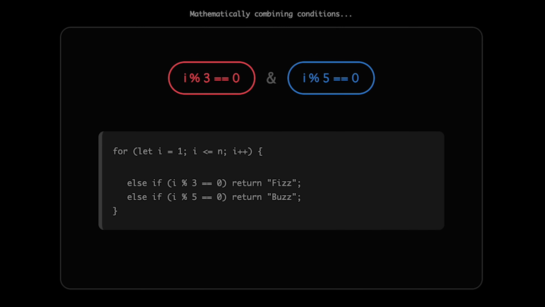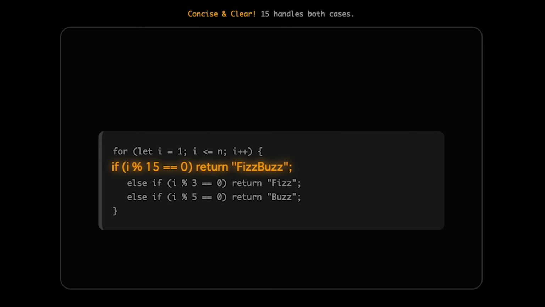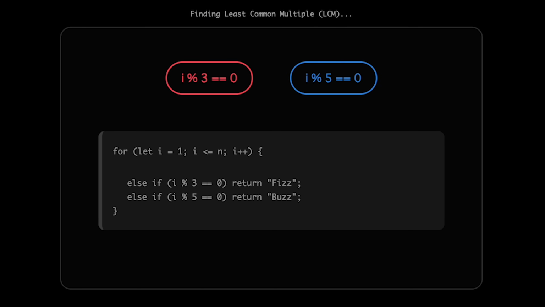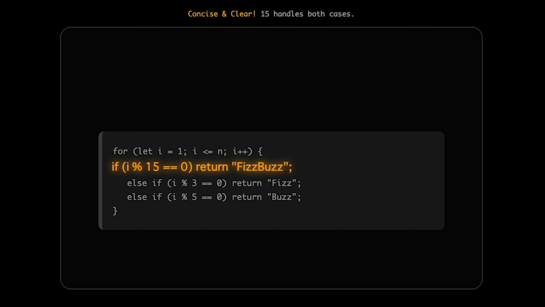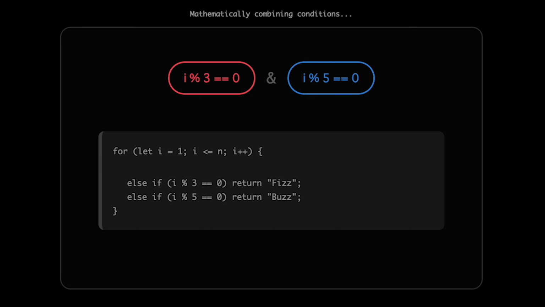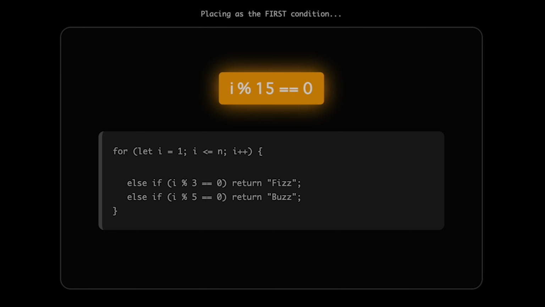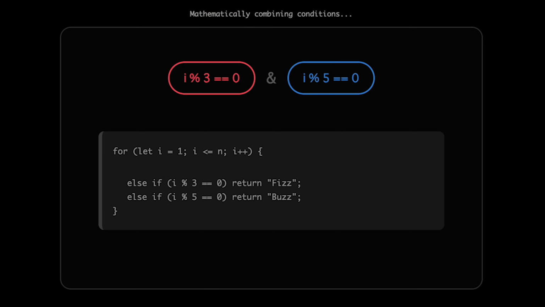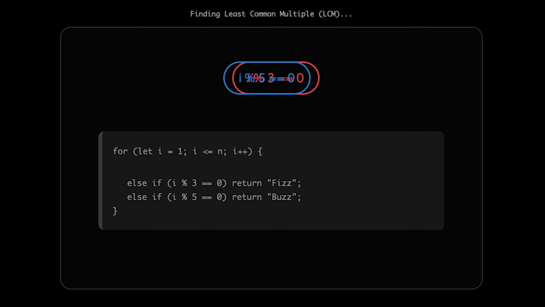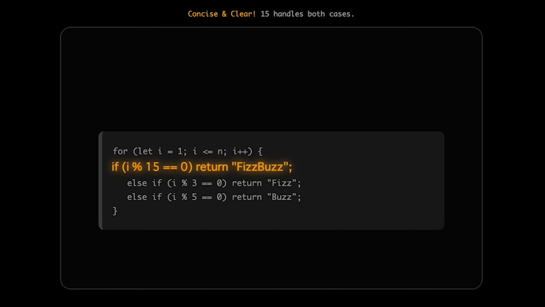There are two common ways to express the condition, divisible by both 3 and 5. One is to explicitly check both conditions using i % 3 == 0 and i % 5 == 0. The other is to take advantage of the fact that the least common multiple of 3 and 5 is 15, and simply check i % 15 == 0. Using 15 is concise, readable, and mathematically clear, which makes it a good choice here. This becomes the first condition in the loop, where we append Fizz Buzz to the result list.